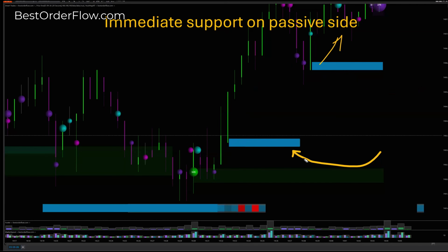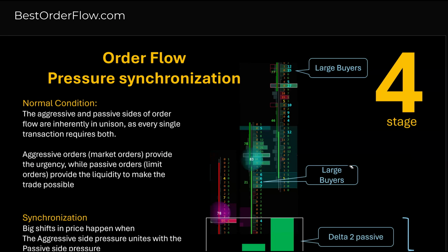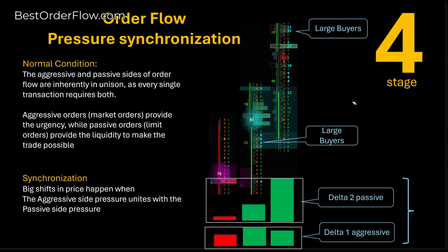I'm waiting for a bunch of the cofactors, when both cofactors are united. But one of the strongest ones, which will surprise you, is with our indicator, when you see the pressure is synchronized. This is delta 1, bid and ask delta, on the aggressive side, united with the passive side on delta 2, and this is the indicator pulling and stacking delta, this one.